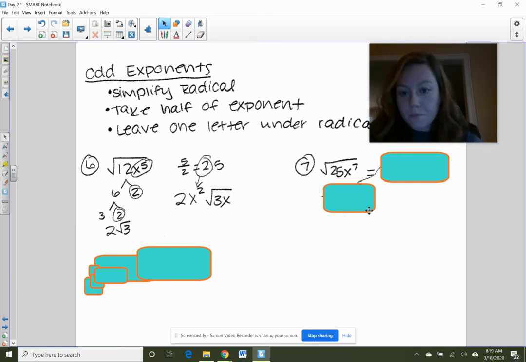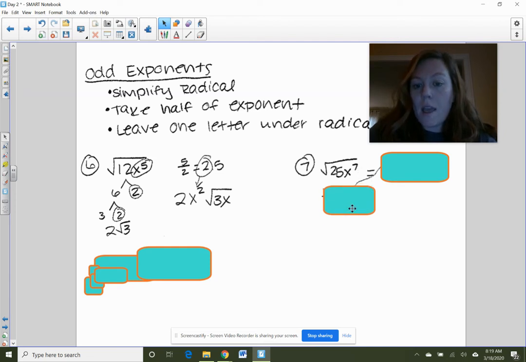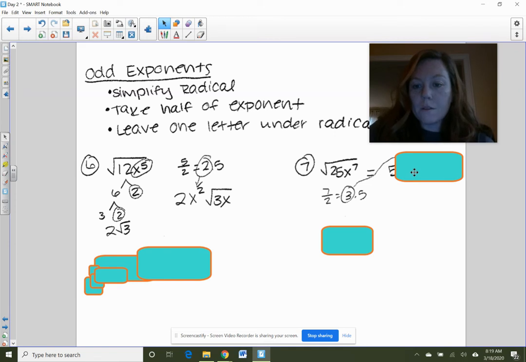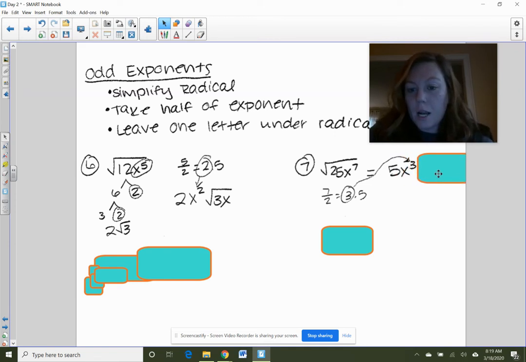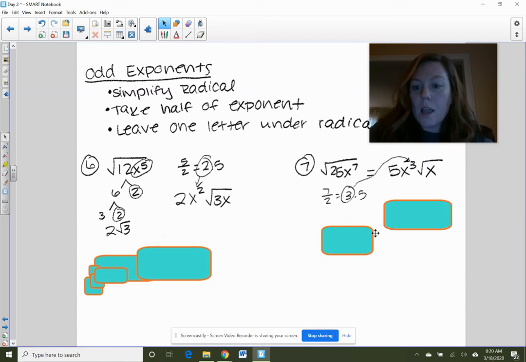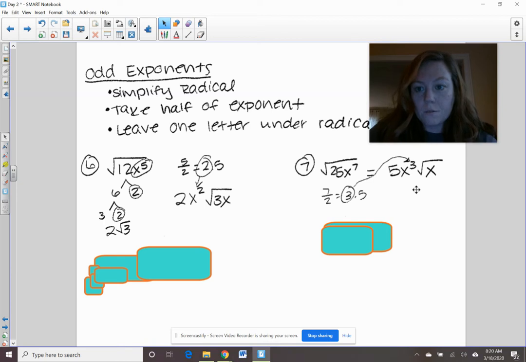Good. Let's try this one. This one's also nice because 25 is a perfect square. So square root of 25 is just 5. I'm going to take half of 7. Half of 7 is 3.5. So on the outside of the radical, I'm going to have 5, obviously, from the 25. And then I'm going to have x to the third. So see where I got that from? And then I'm always going to have 1 left over in the variable. Okay.